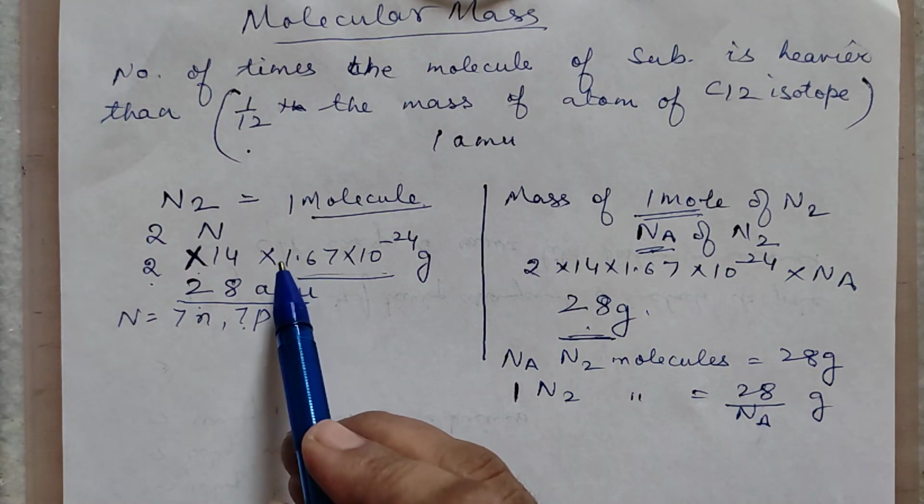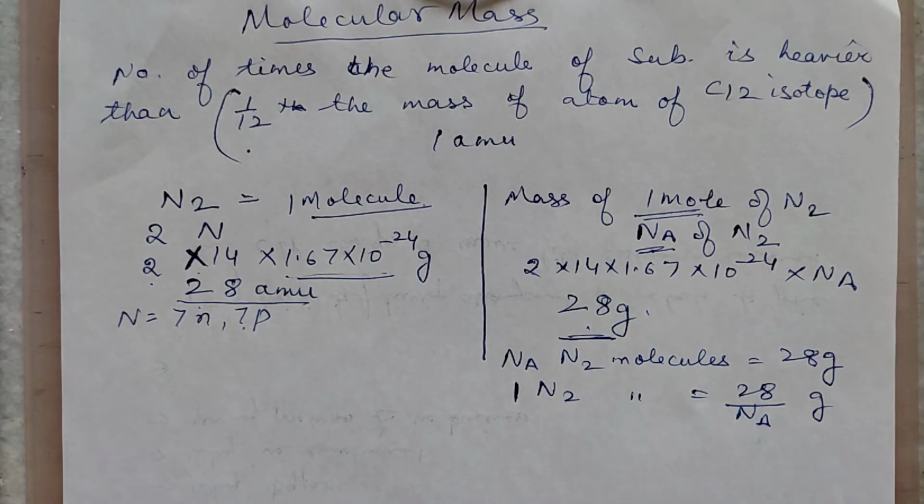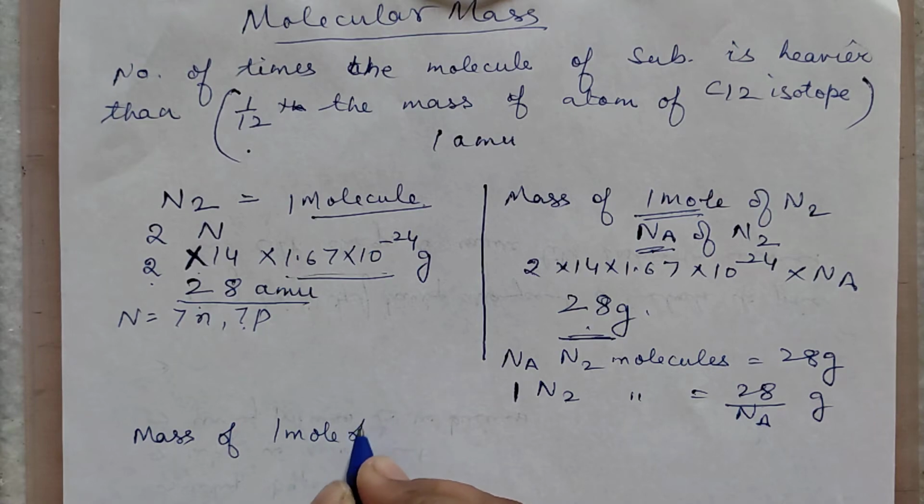Anytime they are asking you for 1 mole, you are going to multiply with Avogadro number. Anytime they are giving you mole, it means Avogadro number. Got it? Suppose I write down here, you want to calculate the mass of 1 mole of water.